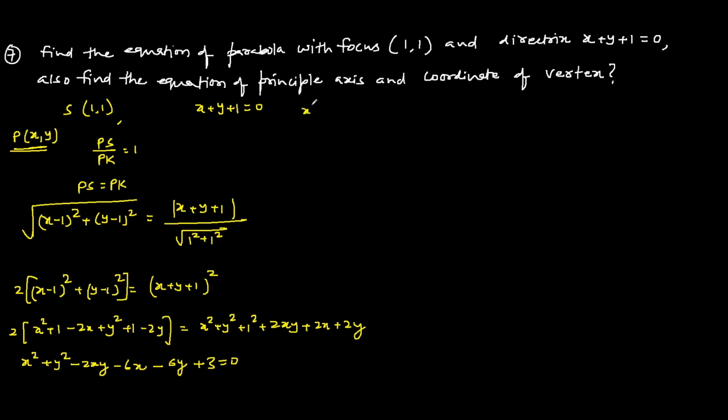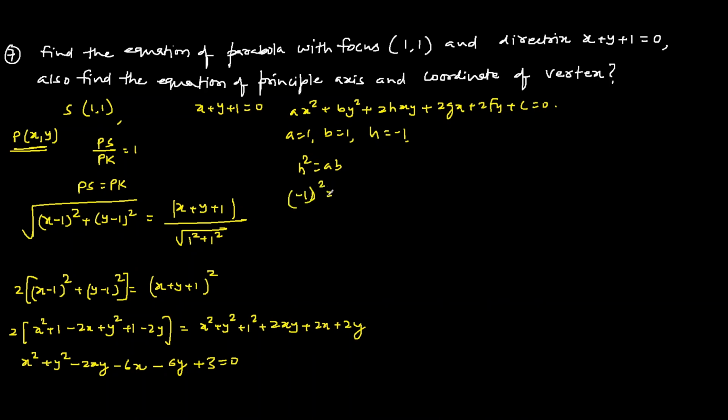See, this equation is in the form ax² + by² + 2hxy + 2gx + 2fy + c = 0, where a is 1, b is also 1, and the value of h is -1. This equation satisfies h² = ab, because (-1)² is 1, and a into b is also 1. So this is the equation of the parabola.